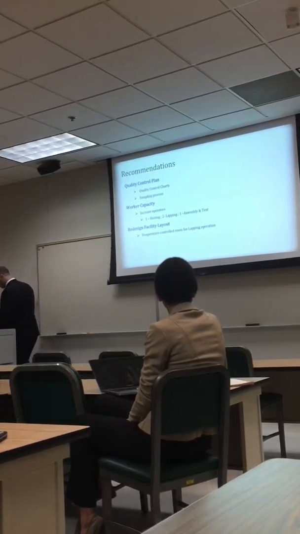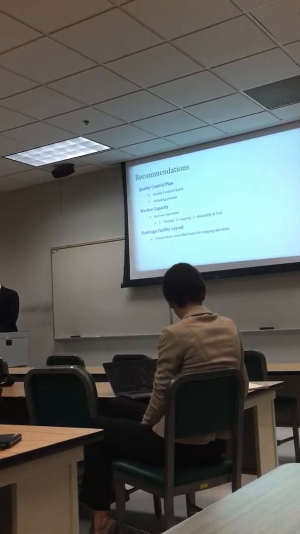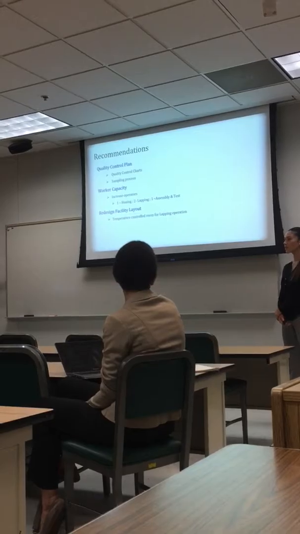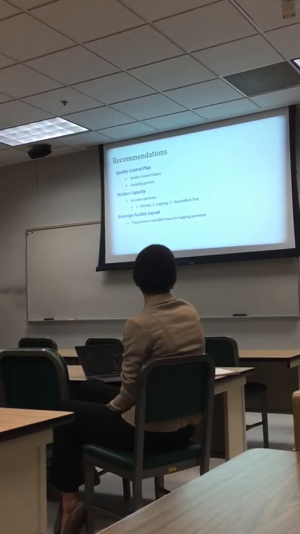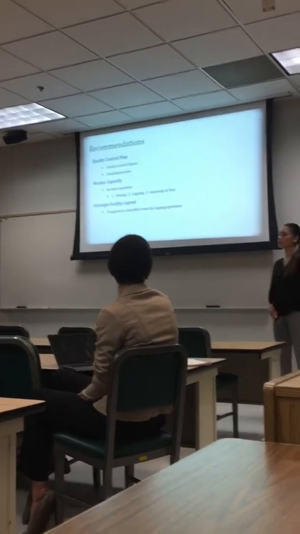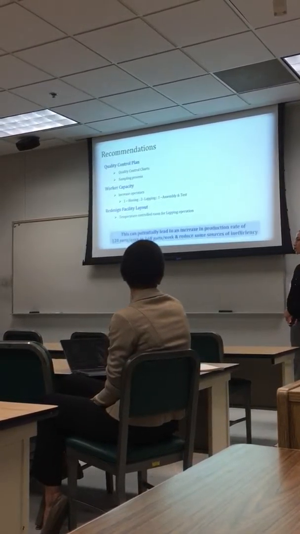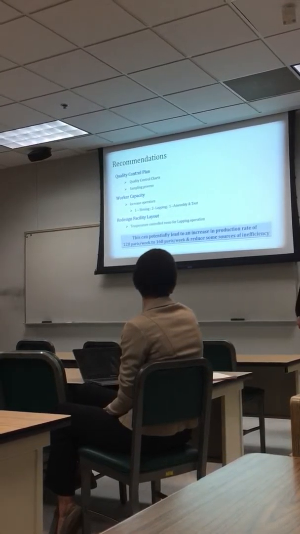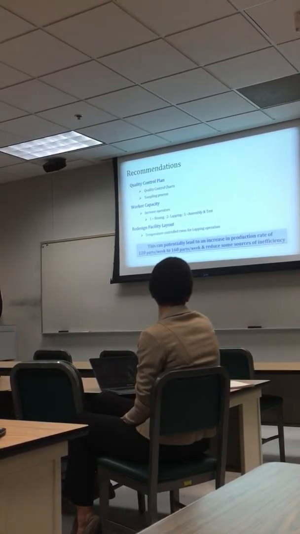So summarizing everything that we have learned from our analysis, we have a few recommendations. The first would be to implement our quality control system, to use our quality control charts and our sampling process as a basis for them to detect the problem before their demand increases, to increase their worker capacity based on our simulation from alternative 2, and to redesign the facility layout based on the assumption that humidity played a major factor in the lapping operation. With all of these changes, we believe that we can potentially lead to an increase in production rate from 120 parts per week to 168 parts per week and reduce some sources of inefficiency.